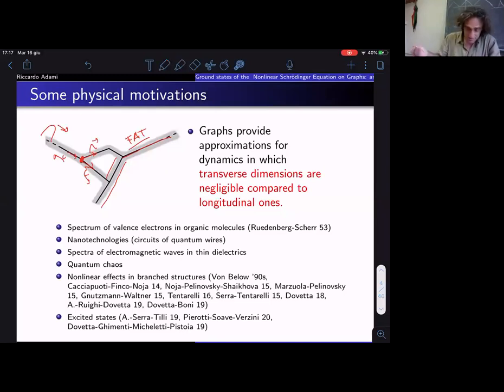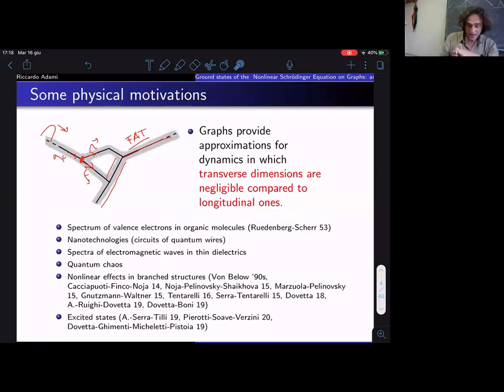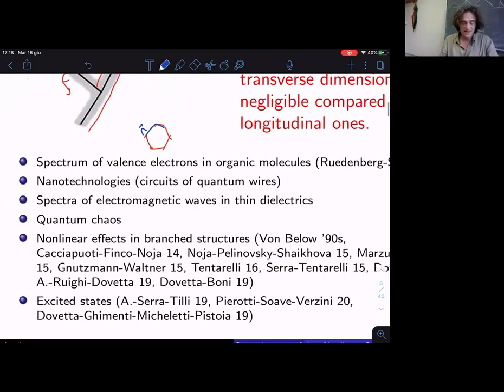But I like to cite some old result. First of all, a pioneering result in which Ruedenberg and Scherr, more than 60 years ago, computed the energy spectrum of the valence electrons in naphthalene, so in some organic molecules. And basically, the scheme they adopted was very simple. So consider the usual hexagonal structure of the organic molecules, and you can imagine that the valence electrons have a wave function that is traveling through the bonds which are exactly the sides of the hexagon. So I'm doing this model.